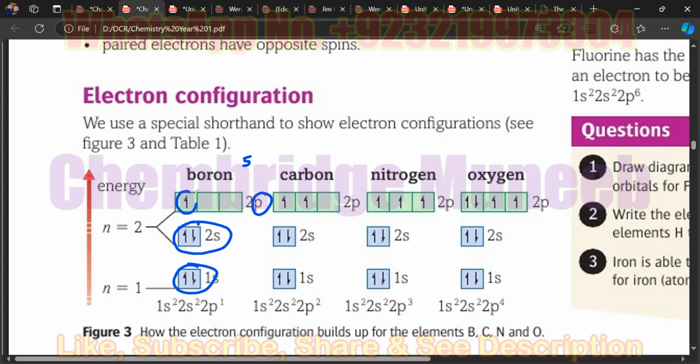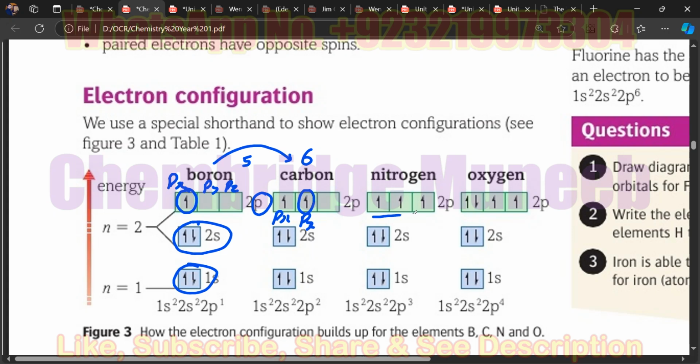So 1 electron is shown in the px, not in the py, not in the pz, just in the px. Is that clear? Yeah. So after boron comes carbon, whose atomic number is 6. It will now have 1 additional electron. Now that additional electron will be filled in the py, not in the pz, not in the px. It will only be filled in the py because electrons will fill singly first. They will be filled singly.